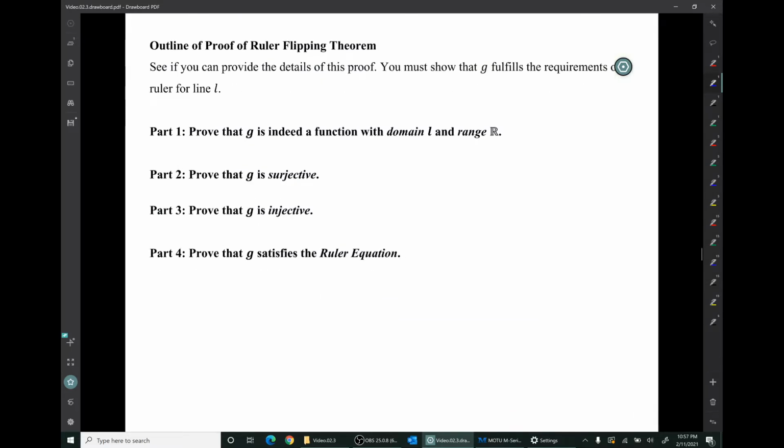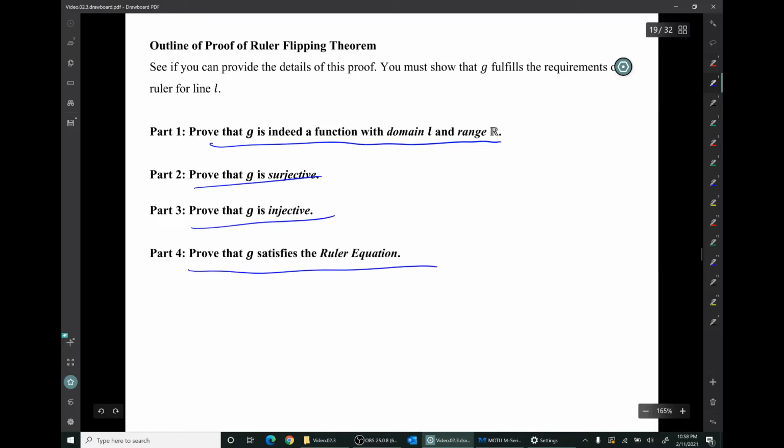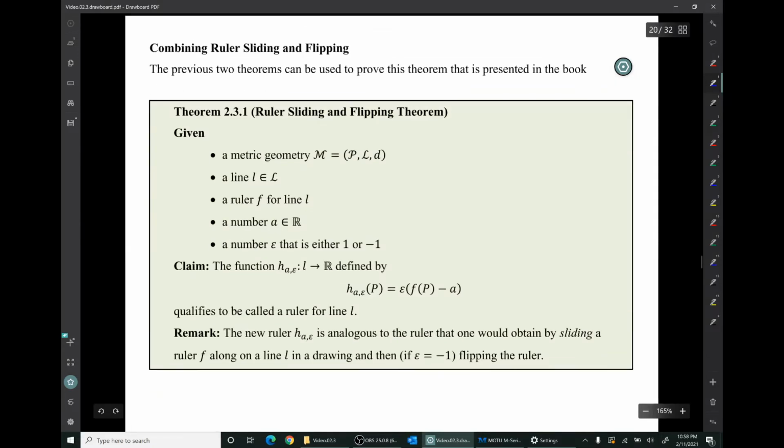Now I won't prove the ruler flipping theorem. I'll just remind you though that the outline will be the same as the outline for the proof of the ruler sliding theorem. See if you can provide the details for this proof. You'll have to prove that g is indeed a function with domain L and range R. You'll have to prove that g is surjective. You'll have to prove that g is injective. And you'll have to prove that g satisfies the ruler equation.